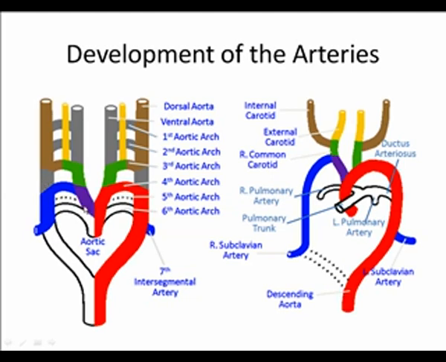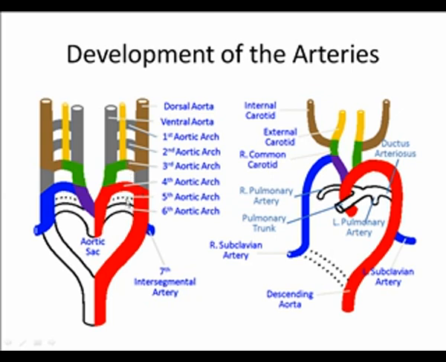Also note that the ventral aorta is going to remain on the right side as it connects the aorta to the subclavian and the common carotid, and that vessel is going to be the brachiocephalic artery. So now you can see how the brachiocephalic, the left common carotid artery, and the subclavian are the first three major branches off the aorta, and you can see where they come from.